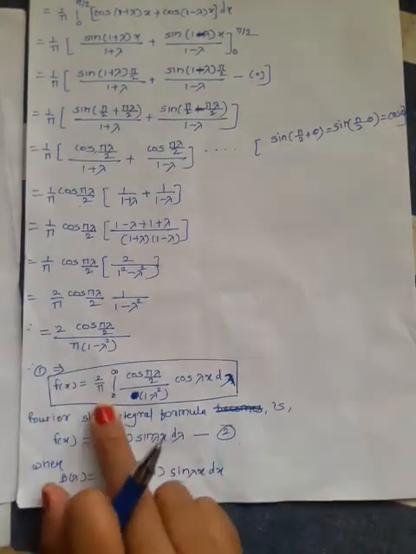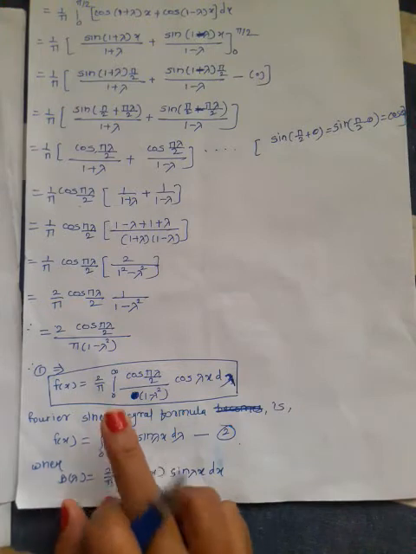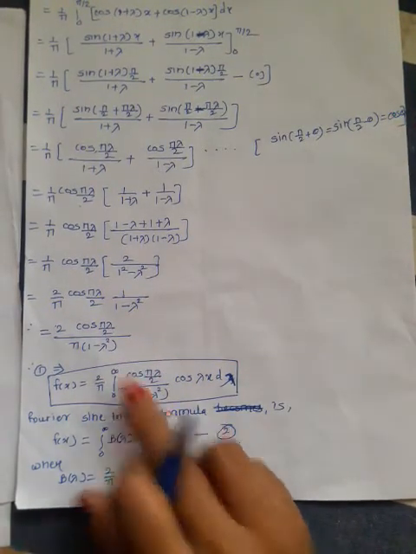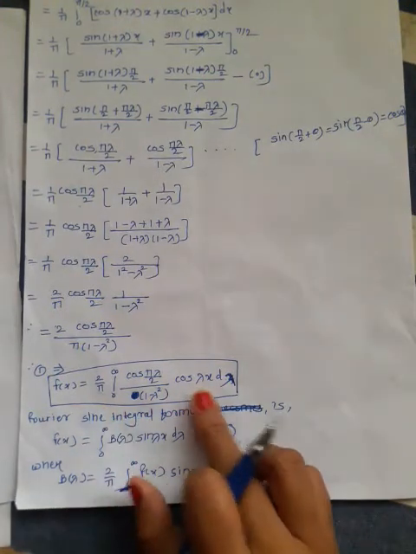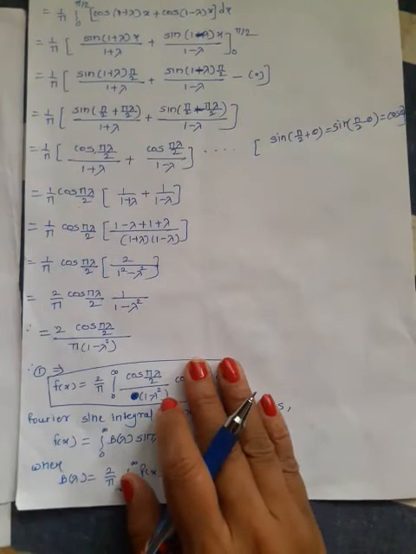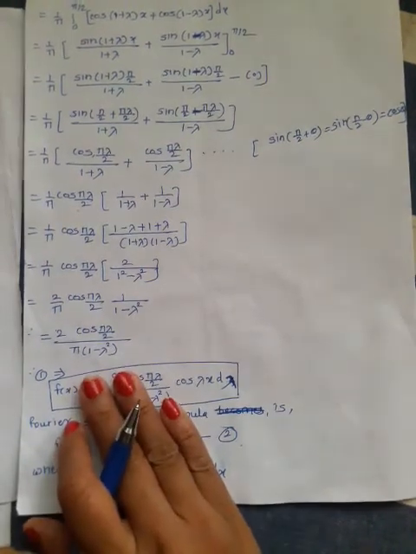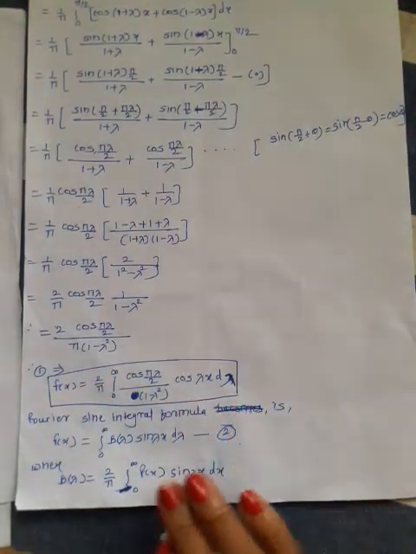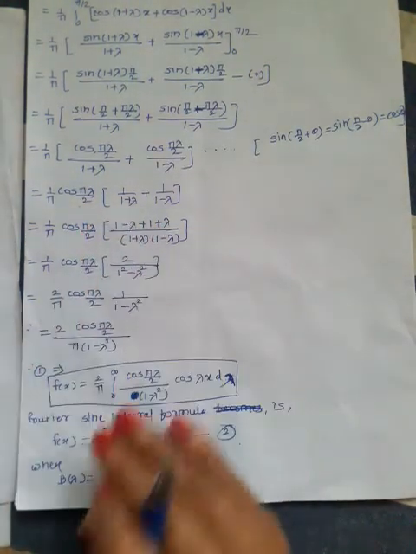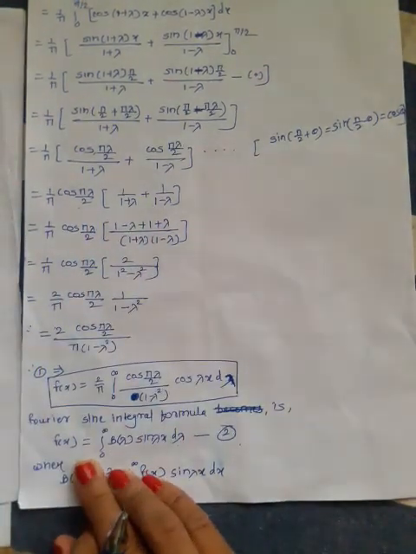Take 2 upon pi outside of the integration here itself, 0 to infinity cos(pi lambda by 2) upon 1 minus lambda square, cos lambda x d lambda. This is the Fourier cosine integral formula for the function. Now, in a similar way, the Fourier sine integral formula is also calculated using the formula in the same manner.